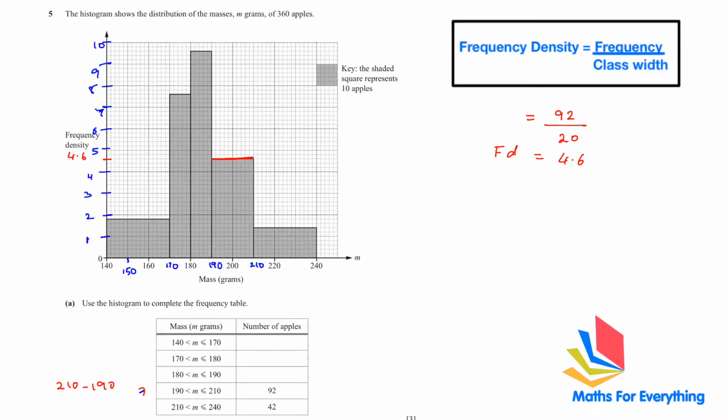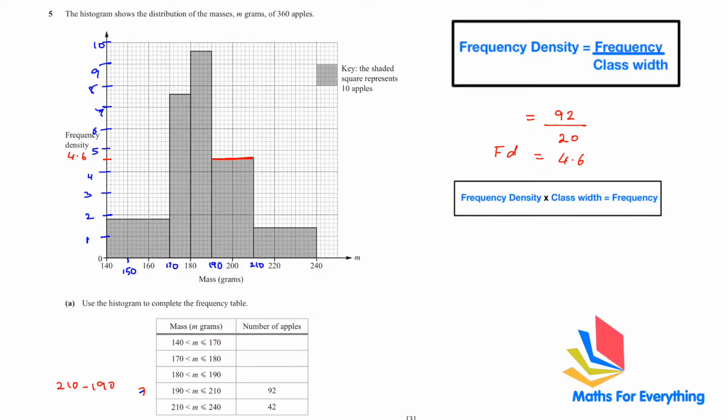So in these questions, we have to find the frequency. The frequency density has been given to us, and the class width has been given to us. We are going to use frequency density multiplied by class width. This is divide. When I move to the other side, it will be multiply, and that will give us our frequency.